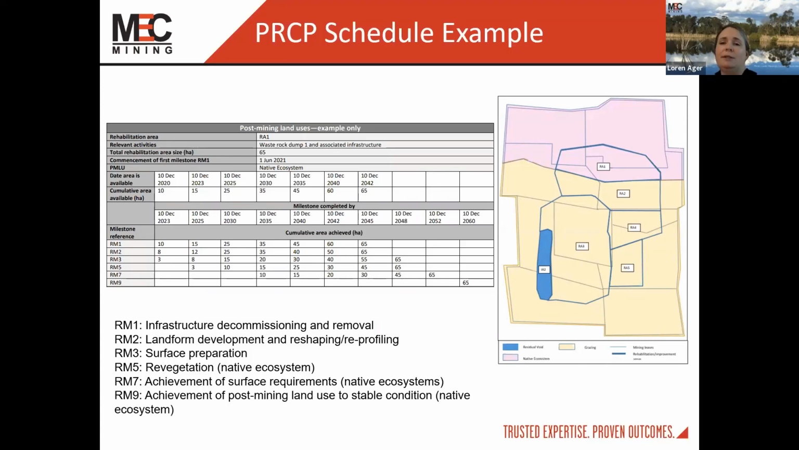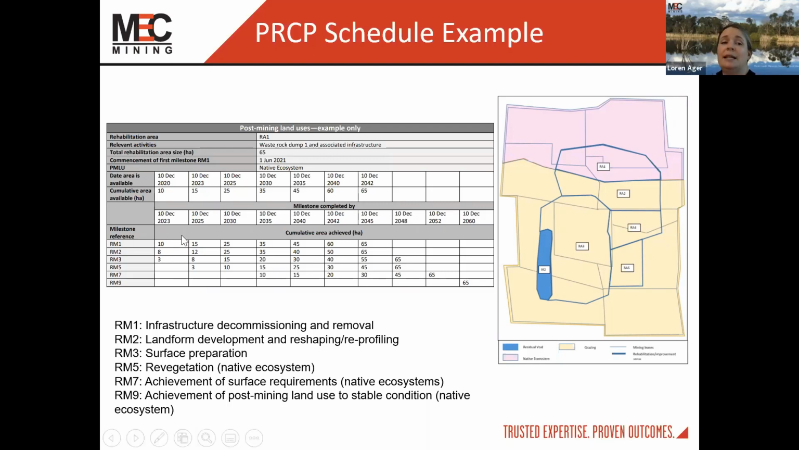So in this map, you can see that Area 1 in this polygon here has an approximate area of 65 hectares. That hectare availability is broken down over the years to say that on a cumulative event by 2042, there'll be 65 hectares of land which is available for rehabilitation. The milestones down the bottom here, I'll just move my picture so that you can see. Milestones on this example have been given as milestones 1 through 9 for this specific area. Milestones 4, 6 and 8 were not required.